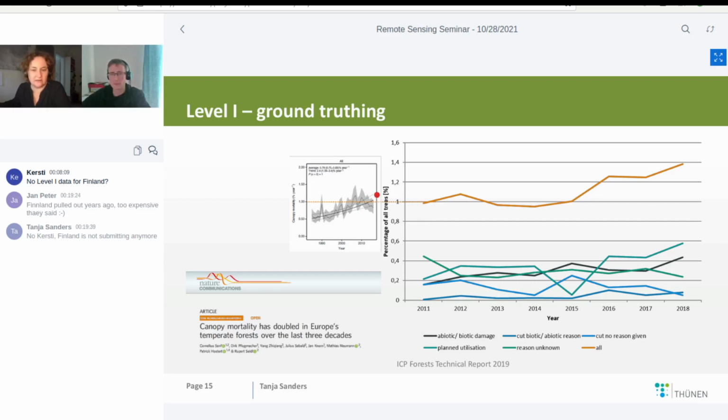However, what they can't tell is what are really the reasons behind this canopy loss, or this decline in canopy density, as I like to call it, because this is what they really measured. And I think it is quite important for us to understand whether we actually had planned utilization or whether we are talking about abiotic and biotic damages. So this is where we can use ground data and really compare it to other surveys.